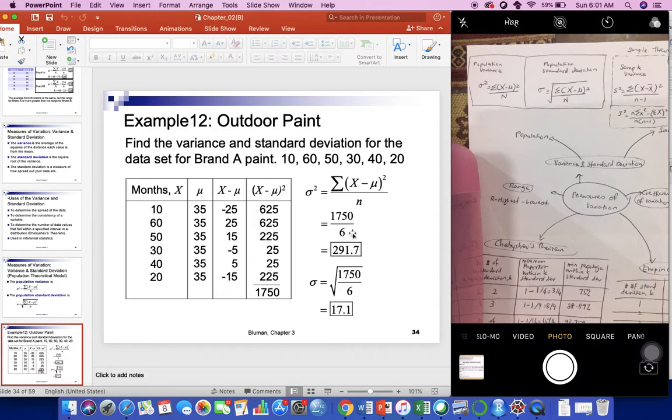So the variance is 291.7. For the standard deviation, just put a square root here, and you will get 17.1.